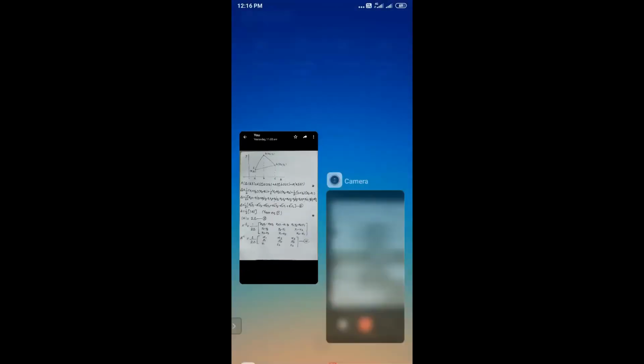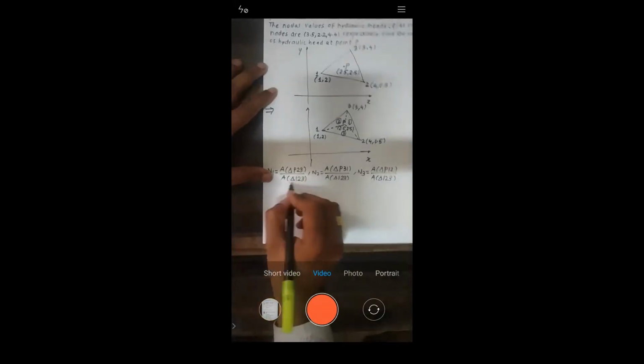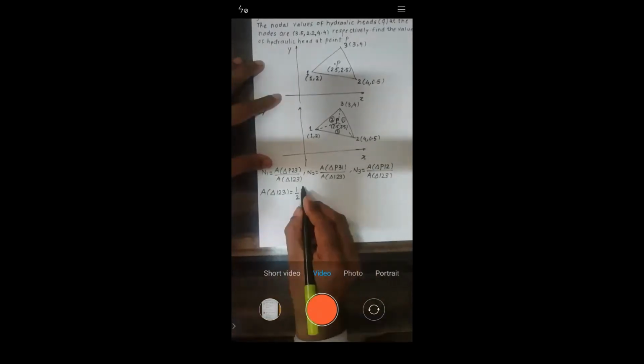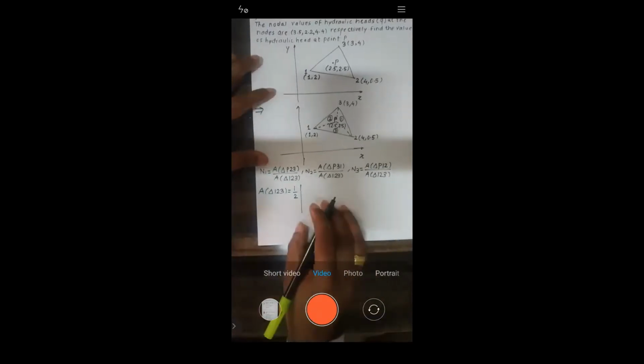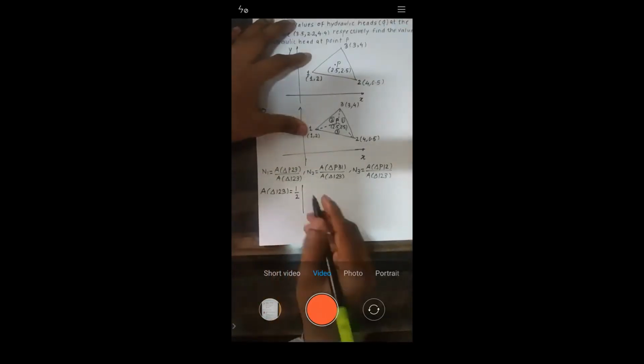So if I need to calculate area, I will calculate it as I told you. It is half into what? Mod of A, right? How to calculate area of triangle 1, 2, 3? It is half into mod of A. How will you calculate mod of A?